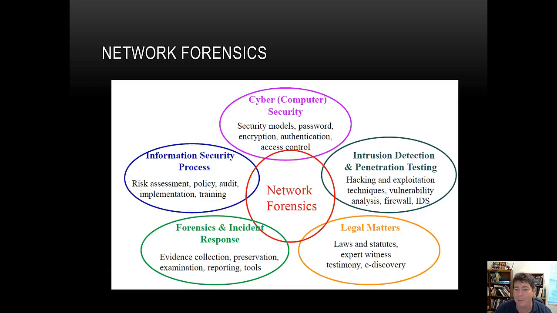So this slide talks about network forensics and the facets of network forensics. At the center we have this network forensics circle, and there's cybersecurity, which is passwords, encryption, authentication, and a lot of that falls into the IT world. Maybe what your network admin is taking care of. Intrusion detection and penetration testing is the science of looking at the network traffic and figuring out what's going on. Legal matters, you're always going to have to know what the law is. You're always going to have to at least have a good idea, because if you don't, you run the risk of either ruining data or doing something wrong, which might blow the whole case. Information security process, you've got to do risk assessment, policy audits, and so forth. And maybe in that way you can actually prevent the digital forensics incidences from happening. Finally, forensics and incidents reporting. You've got to collect your evidence, preserve it, analyze it, and report on it.